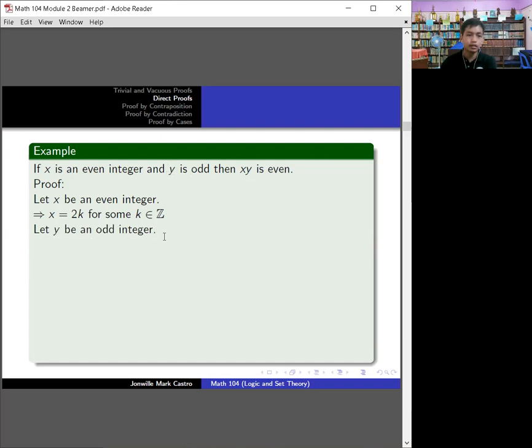Then, yung isang assumption natin, y is odd. So, let y be an odd integer. Since odd siya, we can write it as 2l plus 1 for some l in Z. So gumamit lang tayo ng ibang variable para ma-distinguish natin sila. Need to show xy is even. So xy is equal to 2 times something, or 2z for some z in Z. Okay. So si xy is equal to this, since si x equals 2k and y equals 2l plus 1.